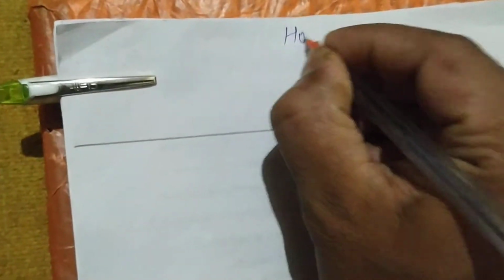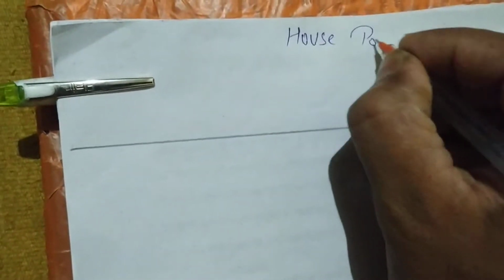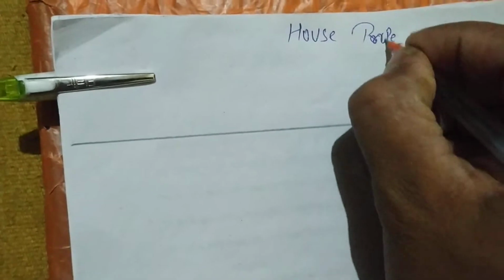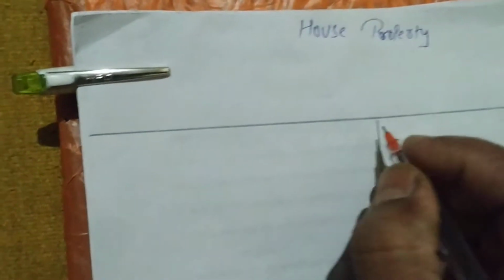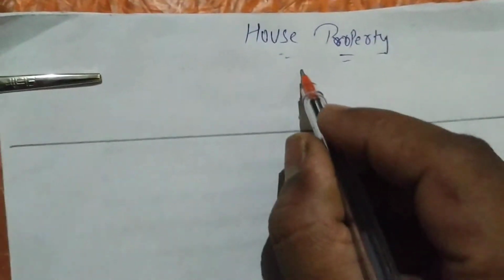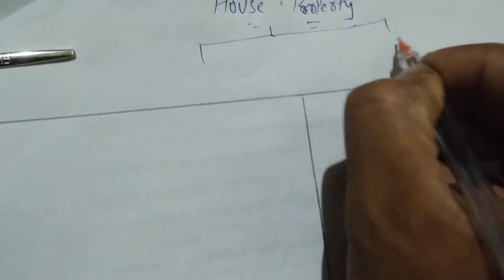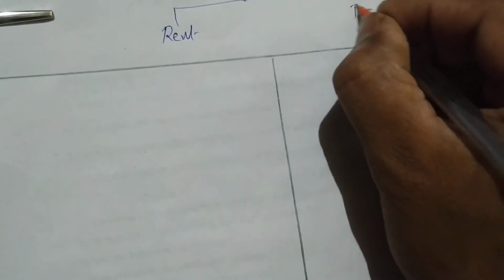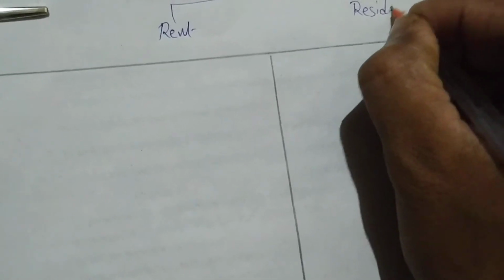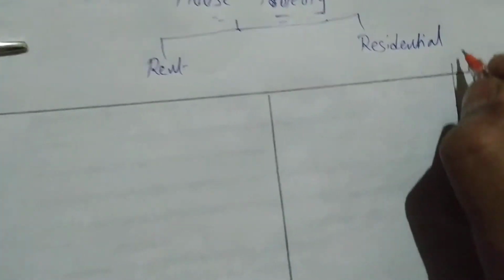Okay, so let us move further in this chapter. So we are doing the chapter called income from house property. Now the owner of the house property has two options. First option is what? He will give the house on rent, or he can stay in that house. So he is using it for residential purpose.